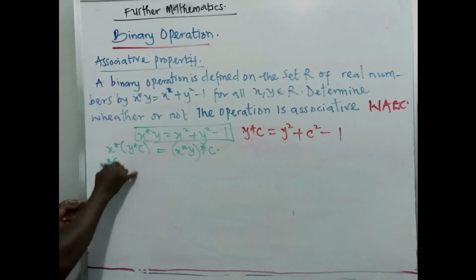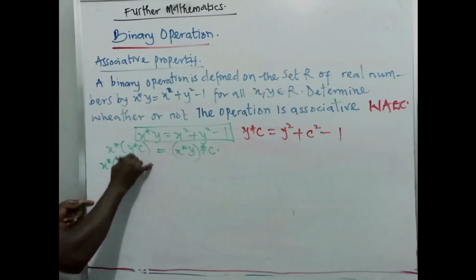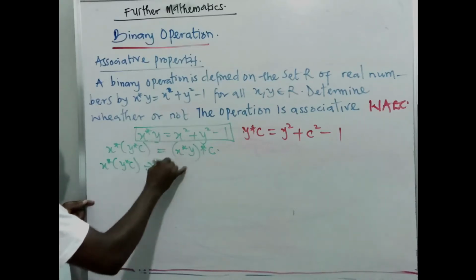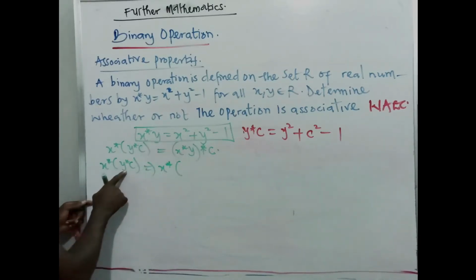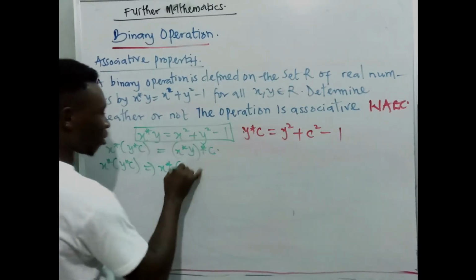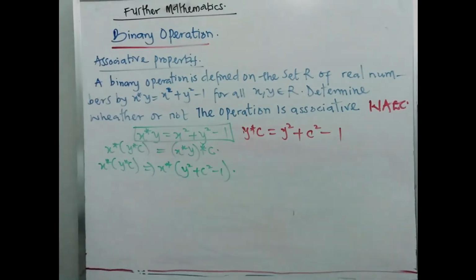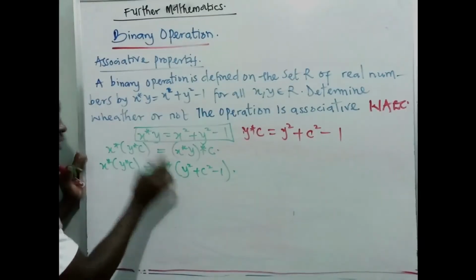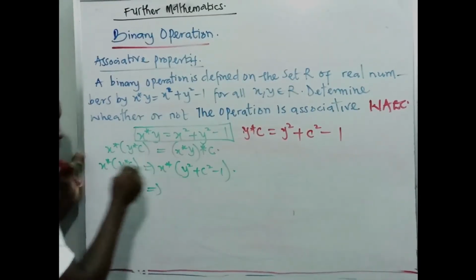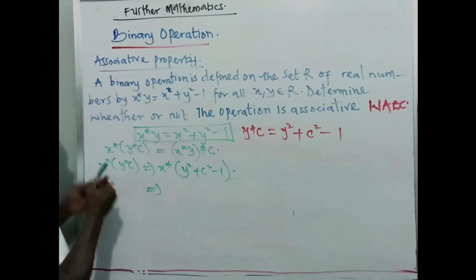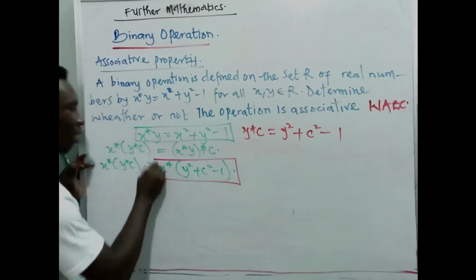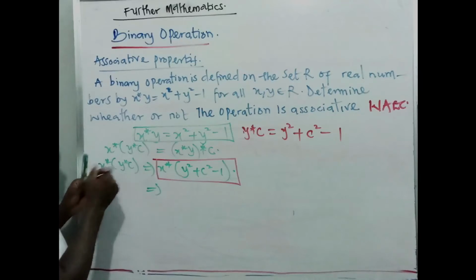So here this becomes x asterisk (y asterisk c). Now this particular expression gives me y squared plus c squared minus 1. Now at this junction, please pay attention, because we still have to put this into the main equation. And this is the main equation here.